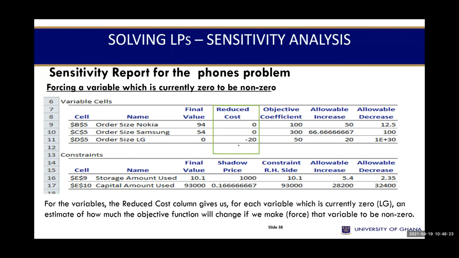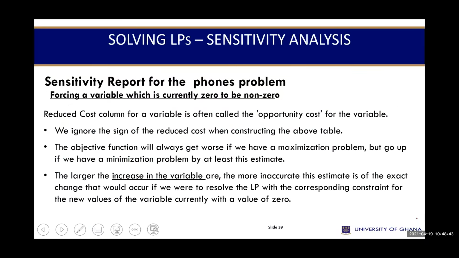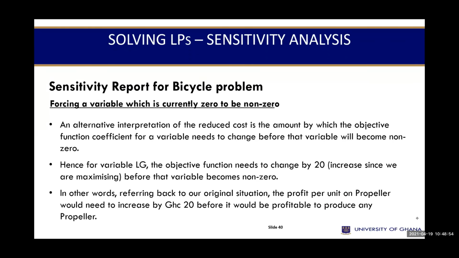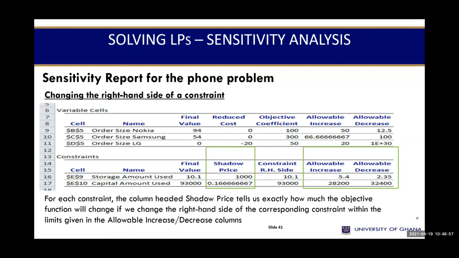Then, as I was talking about the reduced cost, forcing a variable which is currently 0 to be non-zero. For variables, the reduced cost column gives us, for each variable which is currently 0, an estimate of how much the objective function will change if we force the variable to be what? Non-zero. So reduced cost, as I said, is the opportunity cost for those variables that we are trying to force to be non-zero. All right, so that explains the first table. Eunice also, please ask your question.